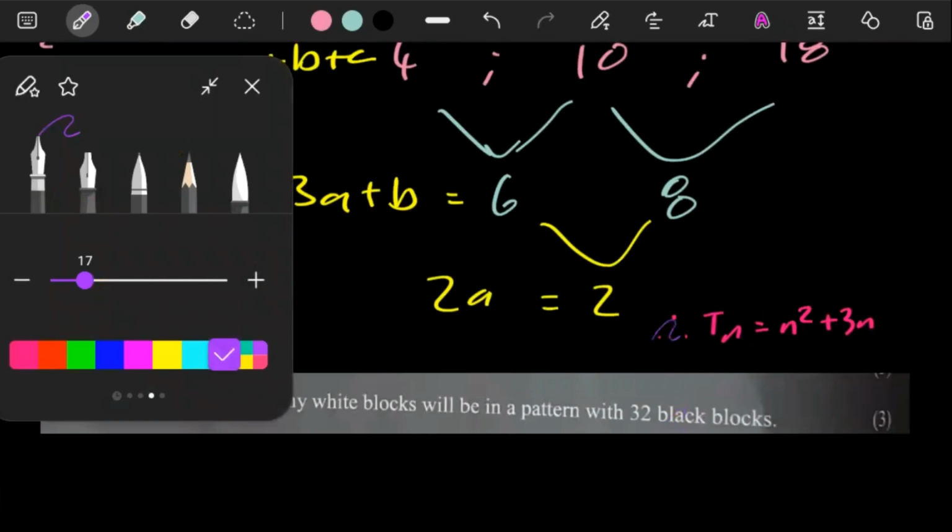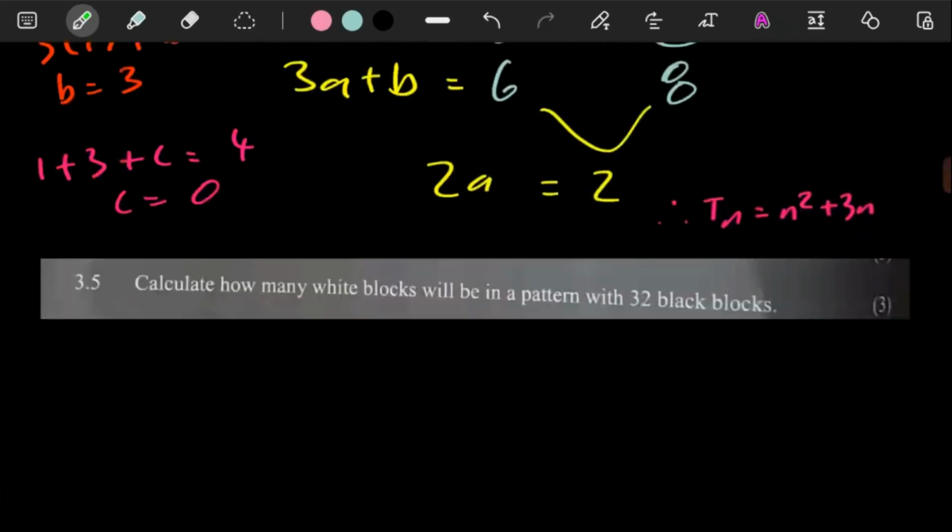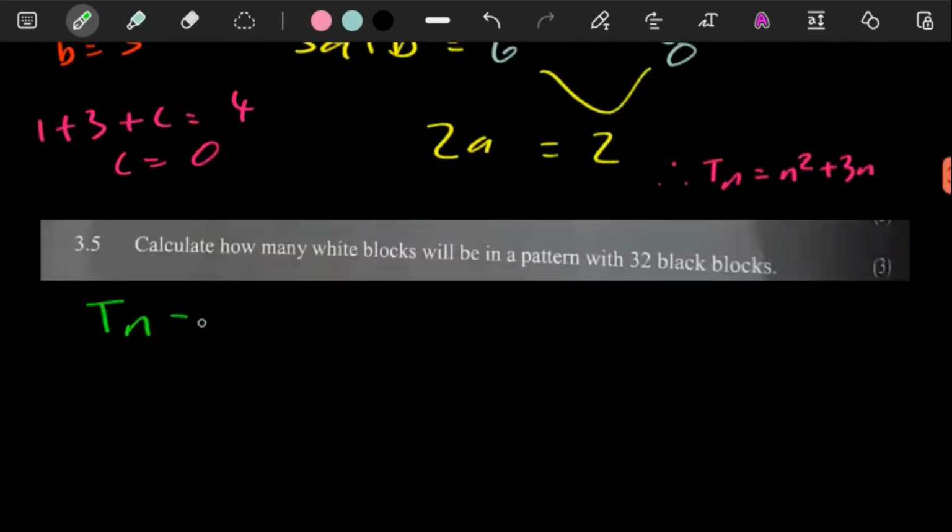So you see, we want to see where we have 32 black blocks. In the formula for black blocks, we know that this is just 4 plus n. So we want to find out where we have 32 black blocks. Let's find out the position of 32 black blocks.